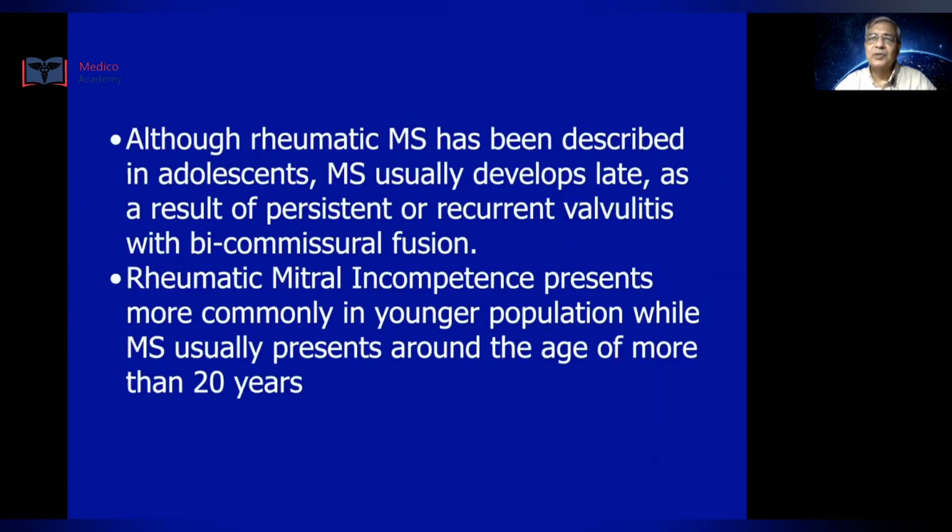Although rheumatic mitral stenosis has been described in adolescence, mitral stenosis usually develops late as a result of persistent and recurrent valvulitis with bicommissural fusion. So this is very important. In mitral stenosis, what is important is the fusion of the commissures of the mitral valve. The bicommissural fusion is a very important feature of mitral stenosis. Rheumatic mitral incompetence presents more commonly in the younger population, while mitral stenosis, as I said earlier, usually presents around the age of more than 20 years.